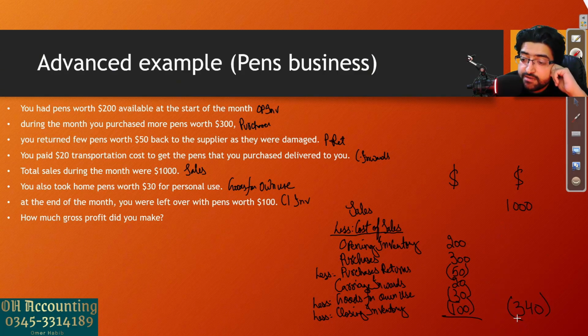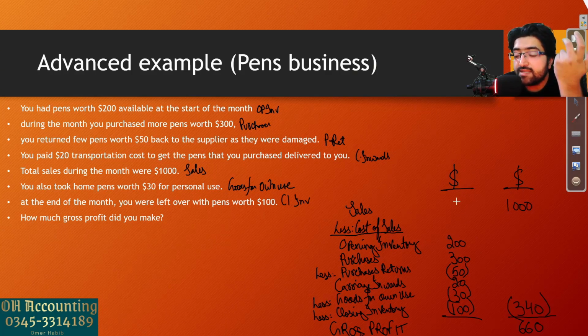Okay, and then when I subtract 340 from 100, I will get 660, which is my gross profit, the profit that I made on selling these goods, right? 660, obviously this is in dollars. So that's how you calculate the gross profit of the business.